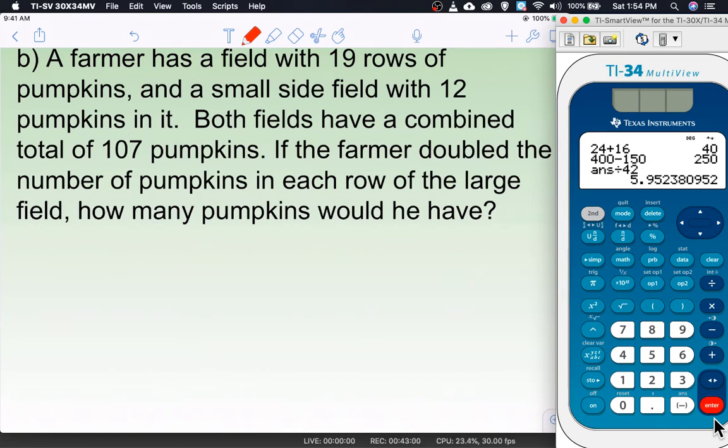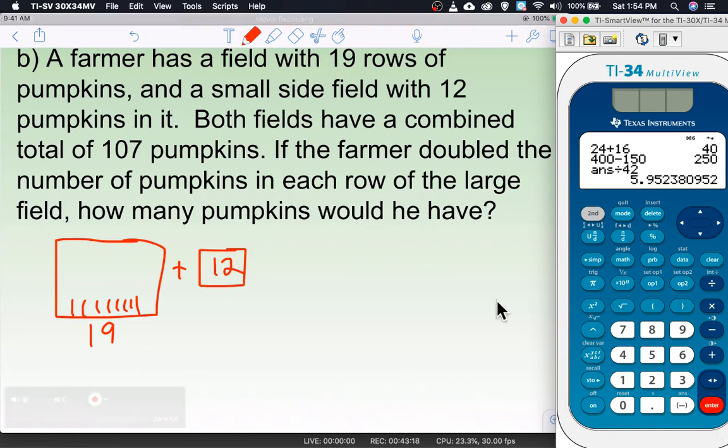I would take this and I would start drawing. So we have a field with 19 rows of pumpkins. Imagine 19 rows of these things. Plus a small side field with 12 pumpkins in it.